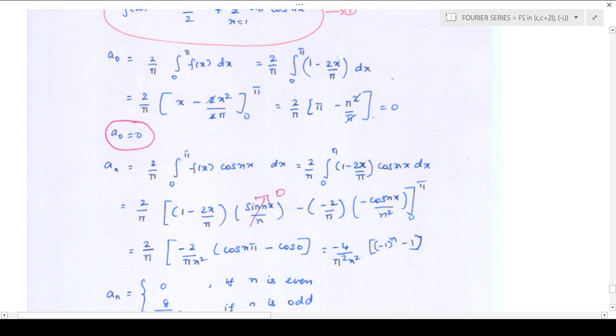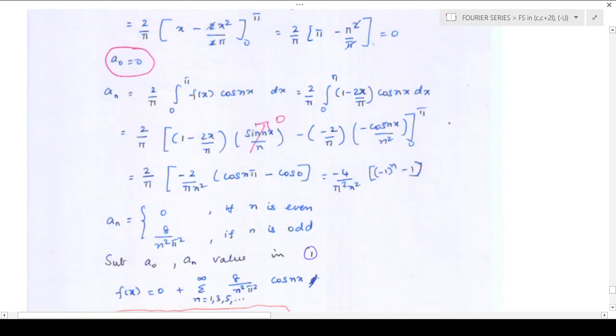This is u, this is v. So 2 pairs of bracket because only x. So 1 minus 2x by pi. Differentiate this, it is minus 2 by pi. Again, integrate cos n x, sin n x by n. Then again integrate sin n x by n, it is minus cos n x by n square. Apply the limit, you will be getting like this.